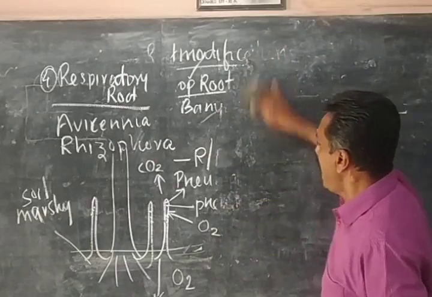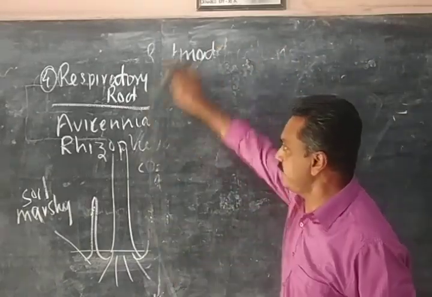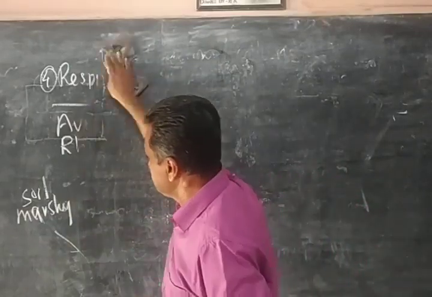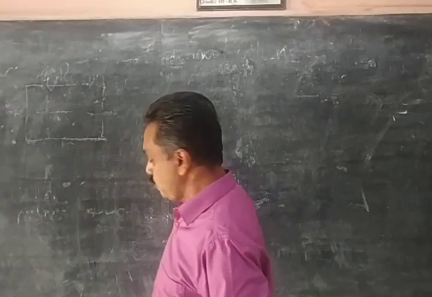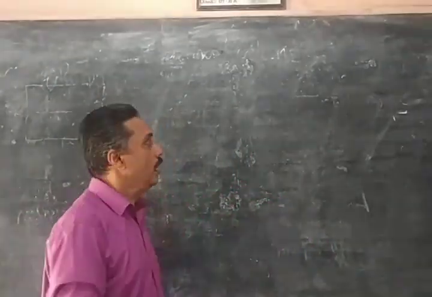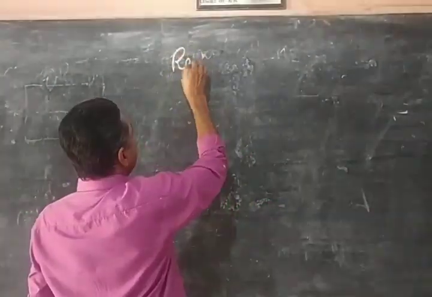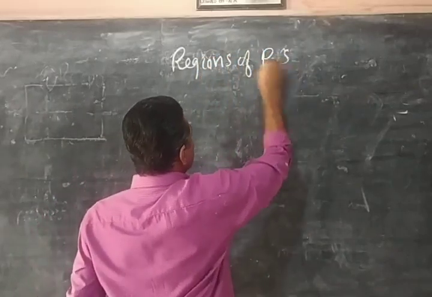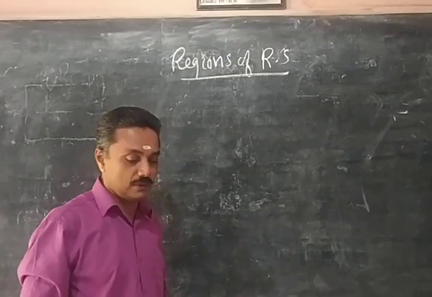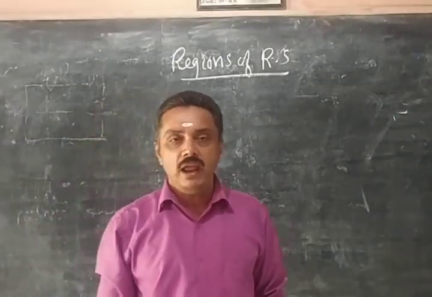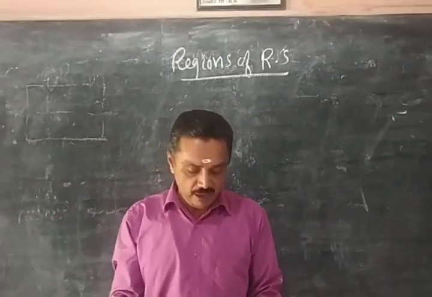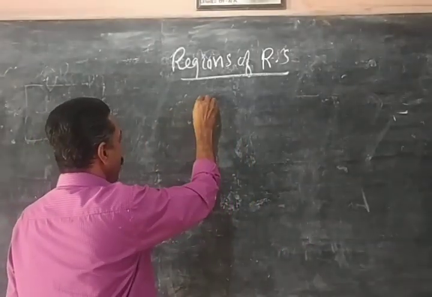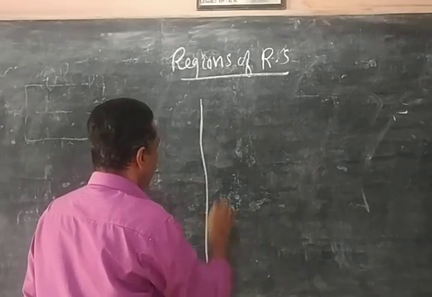Next I have to say the regions of the root system before modification. See, regions of the root system. What are the regions of the root system? What are the parts of a typical root system? Typically, a root system consists of a main root. See, there is a main root called the taproot.